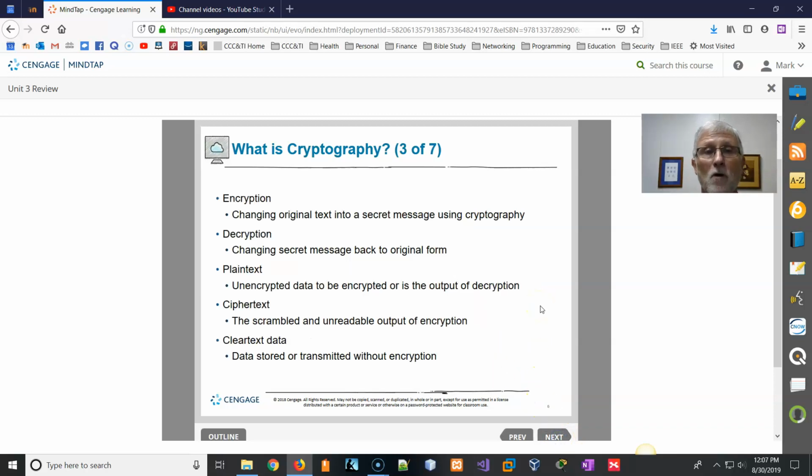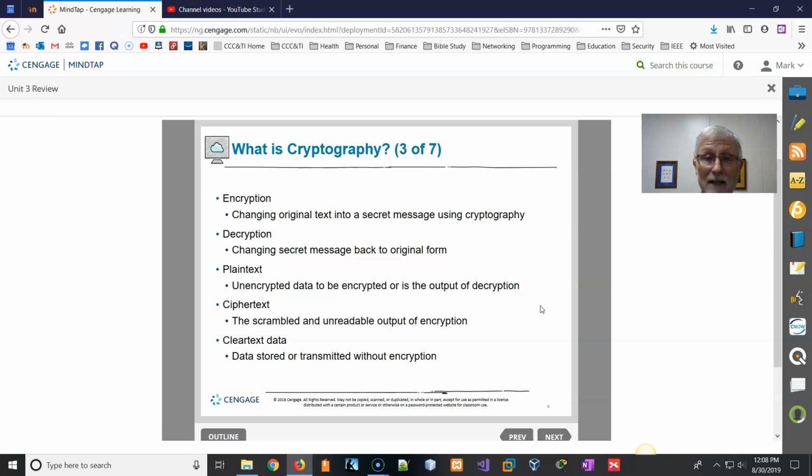So what is cryptography? There are several key terms you need to be aware of. One is encryption, and basically that's just changing the original text into a secret message. Decryption is sending it back to its original form. You're going to see the term plain text. Plain text is unencrypted data to be encrypted. So it's basically your original message that you wanted to encrypt.